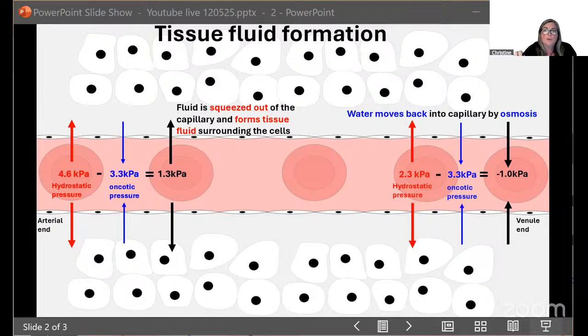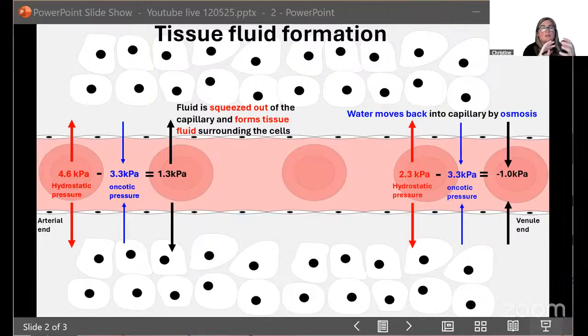That oncotic pressure is normally about minus 3.3 kilopascals. But if they're going to give you information in a question, they want you to take that information rather than just pulling that number off the top of your head. You're not meant to memorize these numbers. What they want to see is whether or not you can pull the information out of what's been given to you. That's an application skill, and then apply that to the situation.